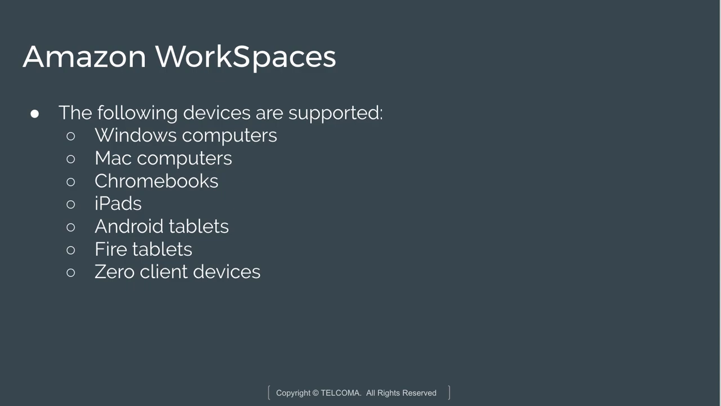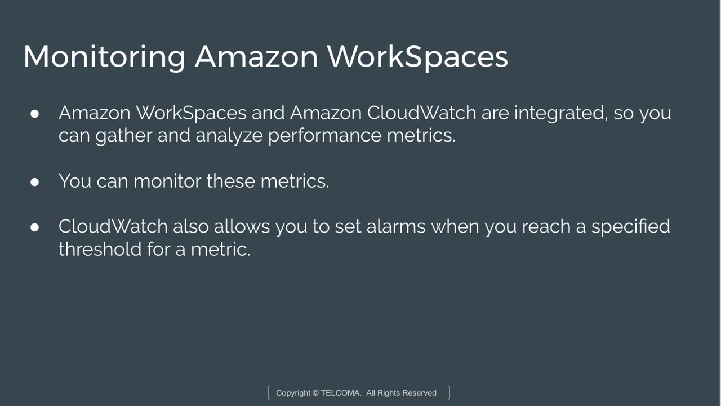These devices are supported with Amazon WorkSpaces: Windows computers, Mac computers, Chromebooks, iPads, Android tablets, Fire tablets and zero client devices. So how can we monitor Amazon WorkSpaces? Amazon WorkSpaces and CloudWatch are integrated. So we can gather and analyze performance metrics. After that, we can monitor these metrics, and with the help of CloudWatch, we can set alarms for when we reach a specific threshold.